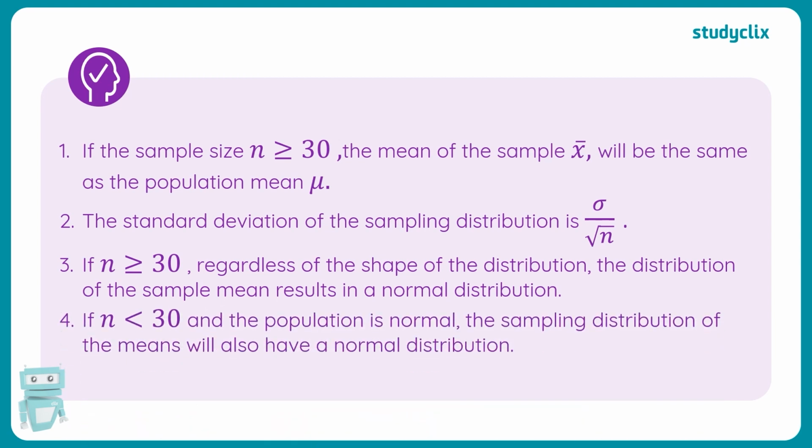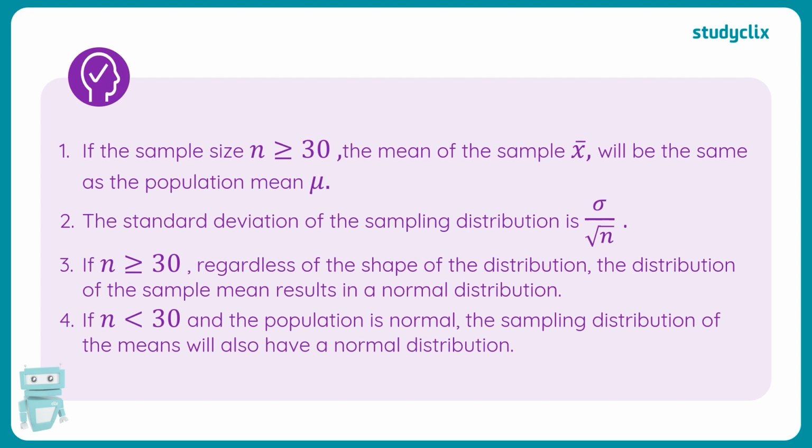And number 4, if we've got less than 30 samples and the original population is normal, then the sampling distribution of the means will also have a normal curve. So if it's normal at the start, it's going to be normal when we do the sample means as well. So if you just learn off 2 or 3 of those points, you'll be flying.